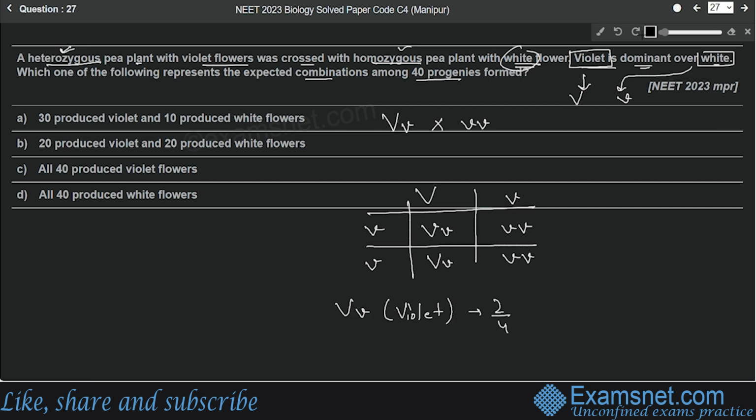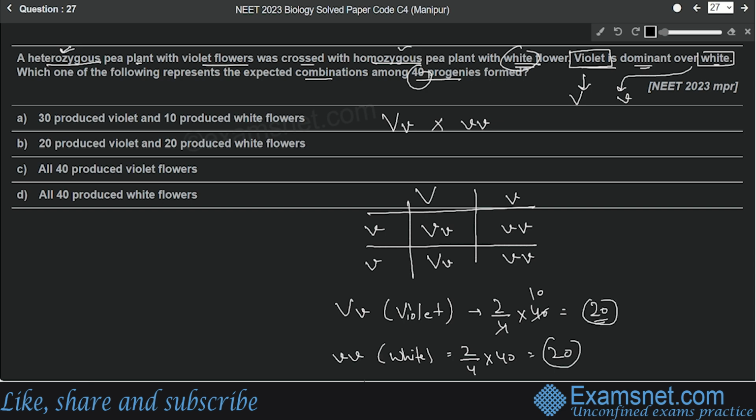And total we have 40 progenies. That means 2 by 4 into 40. So the number of violet flowers will be 2 into 10, that is 20. And small v represents white, and this is also 2 out of 4. So 2 by 4 into 40, again 20. So there will be 20 violet flowers and 20 white flowers.